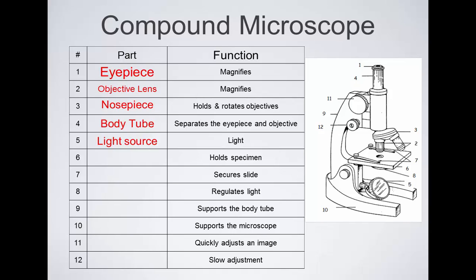Then you have this flat part. So when we use the compound microscope, we look at what we call a slide, a piece of glass where we put our specimens, and we place that slide on this flat part.